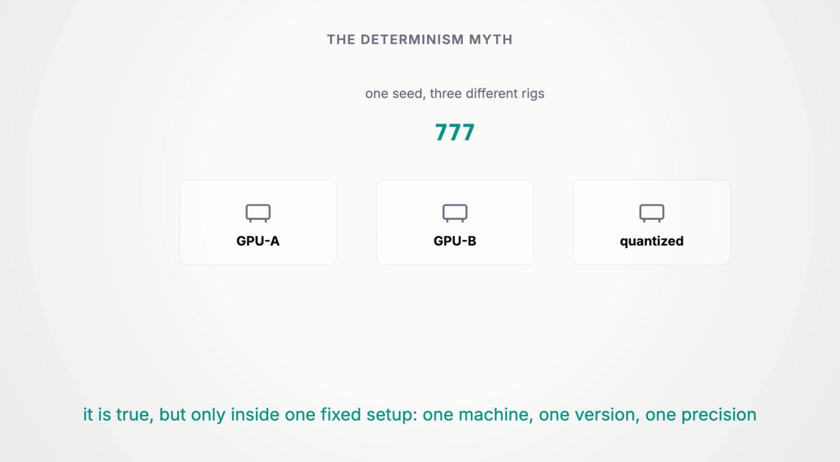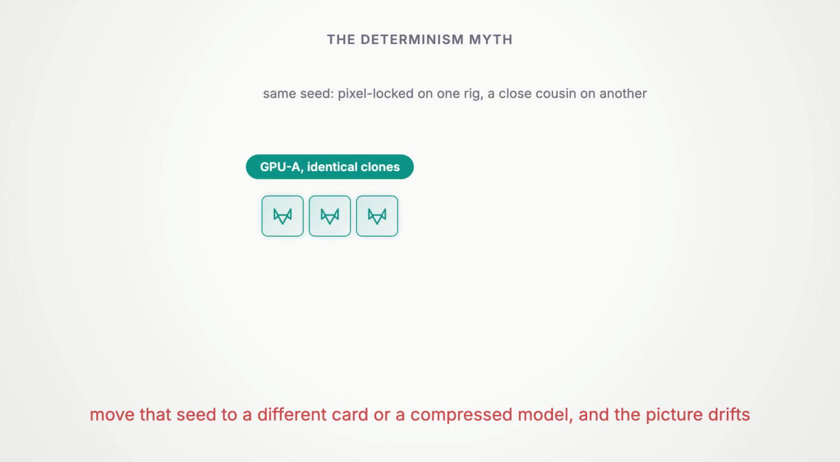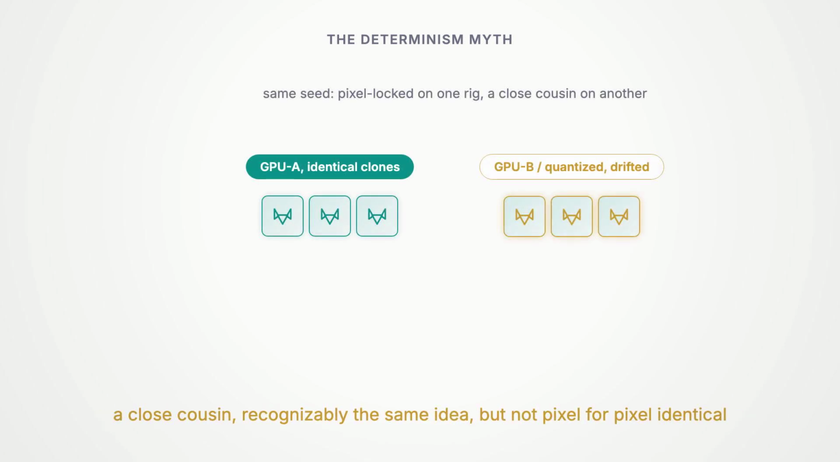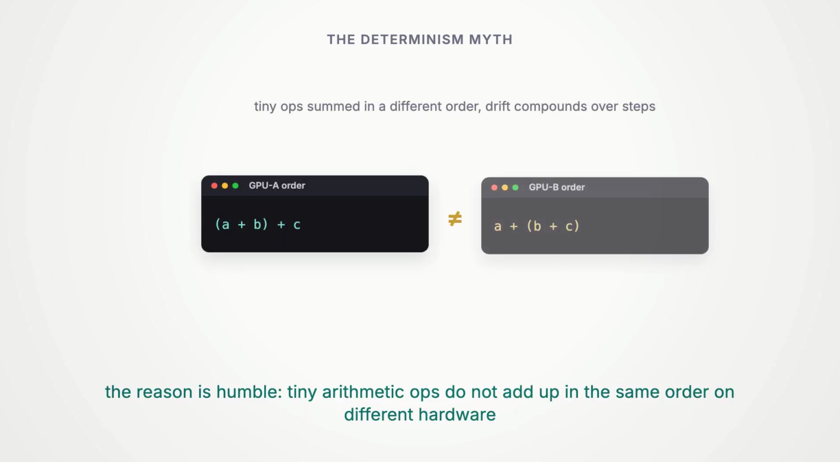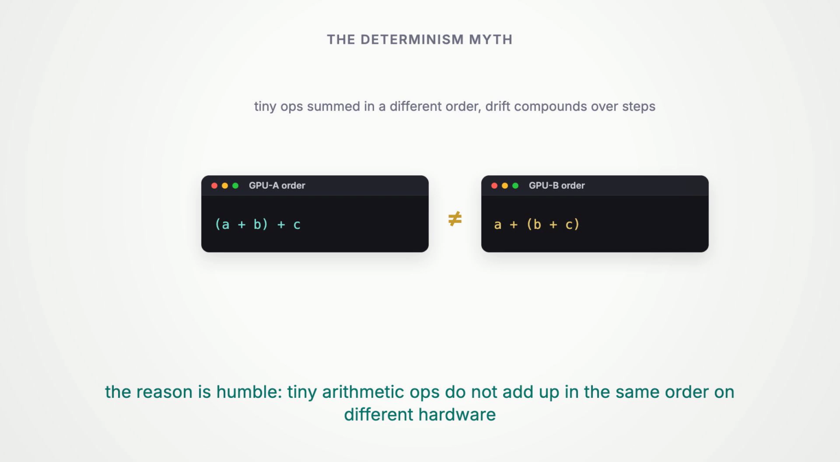But move that same seed to a different graphics card, a different attention implementation, or a compressed version of the model, and it drifts. The picture will look like a close cousin, recognizably the same idea, but not pixel for pixel identical. The reason is humble. The tiny arithmetic operations that run on a graphics card are not guaranteed to add up in the exact same order on different hardware, and those microscopic differences compound across hundreds of steps. So when you see two people online getting different results from the same seed and the same prompt, do not assume one of them is lying.